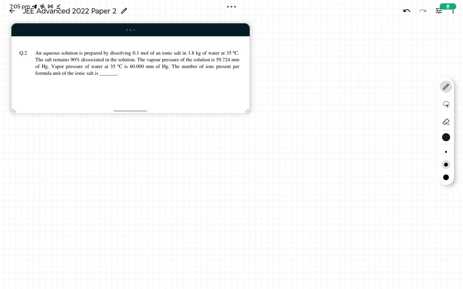So we have an aqueous solution of an ionic salt. Let's say that the number of ions in this salt is n. So we take initially 0.1 mole of this salt and it dissociates into n units, n moles, and this dissociation is 90%.